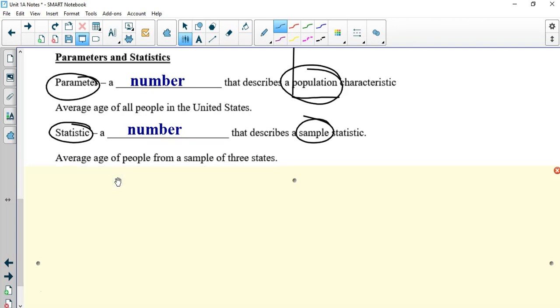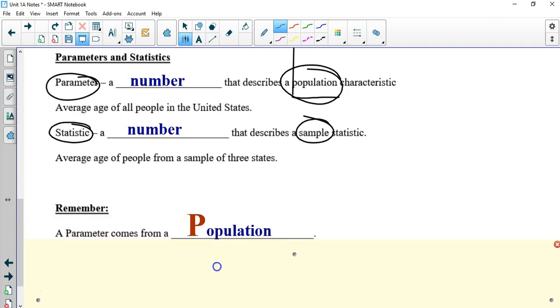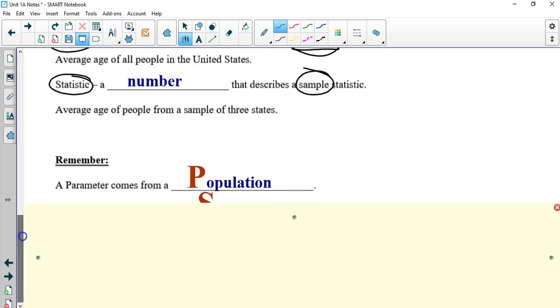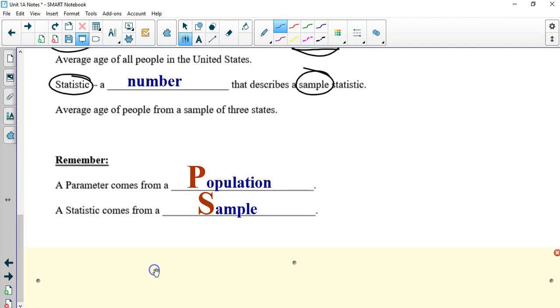A statistic is the average age of people from a sample of 3 states. All the people in the U.S., parameter, that's the entire population. A sample from 3 states, the sample is a statistic. So, there you go. P and S. A parameter comes from a population, a statistic comes from a sample. So, P, S.